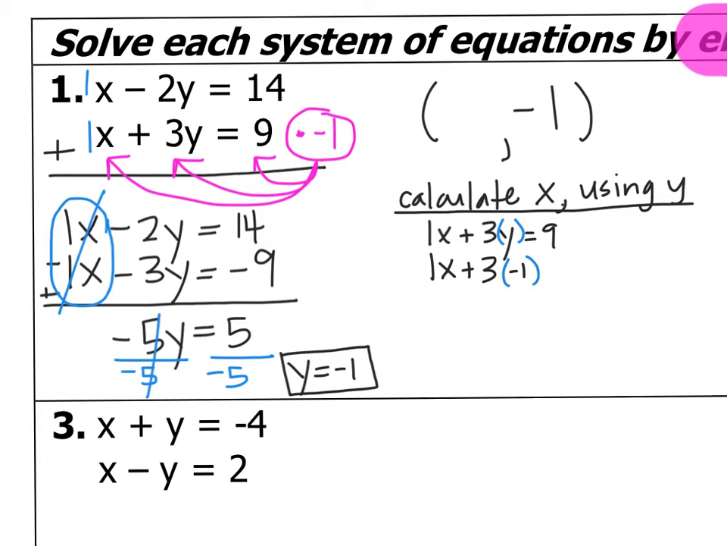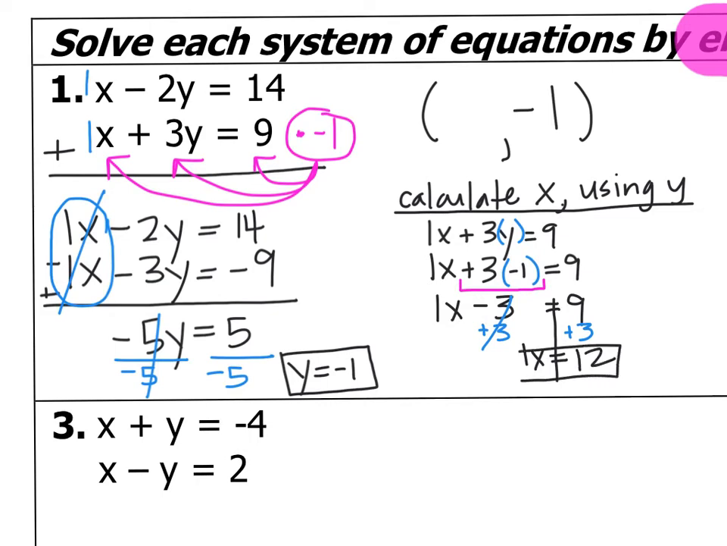One x times 3, or excuse me, 1x plus 3 times -1 equals 9. I've got to multiply positive 3 times -1, and that gives me -3. I'm going to carry down my 1x and carry down my equals 9. Now I've got a pretty easy problem to solve. I am going to add 3 to both sides to cancel out my -3. Now I've got 1x, or x, equals 12. My x value is 12. There is my final answer, my coordinate pair.